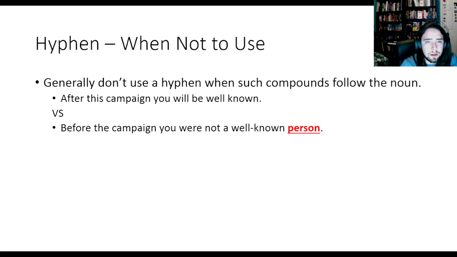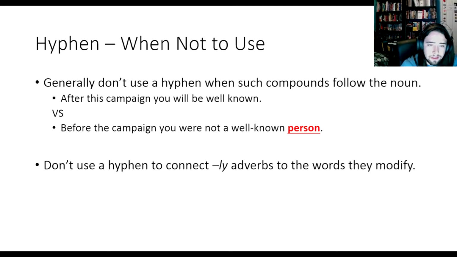After this campaign, you will be well known. Here you wouldn't use a hyphen because well known comes after the noun, you. So it would be, before the campaign, you were not a well-known person. Now, person is a noun, so you'd use the adjective well-known and you would give it a hyphen.